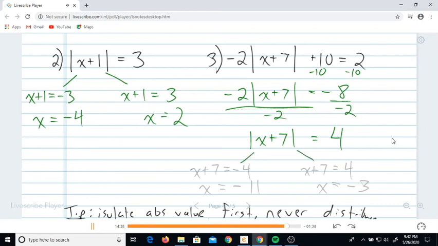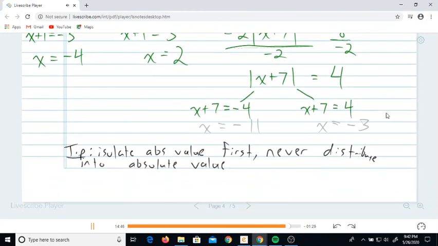So this quantity of x plus 7 is either 4 units to the left of 0 or 4 units to the right of 0. And that'll give us our solutions. That's negative 11 and negative 3. So make sure that when solving an absolute value equation, you isolate first and do not distribute.